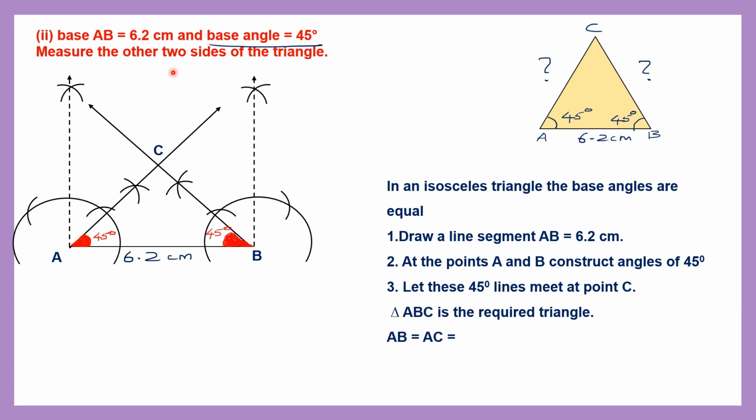Then we are asked to measure the other two sides of the triangle. So once you get your triangle ready, place your ruler at AC and get the measurement of AC, and CB and get the measurement of CB. Okay, so place your ruler and get your final measurement. I'm not putting that measurement here. Please use your ruler and get your final measurement after you construct your angle. And remember, two sides should have the same measurement because this is an isosceles triangle.